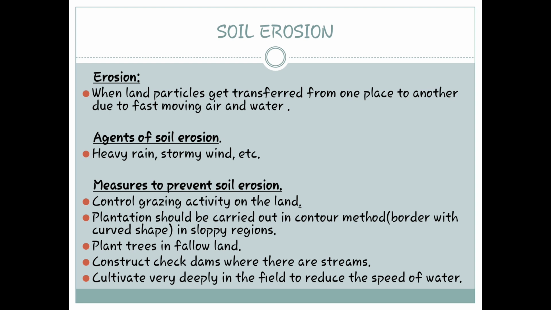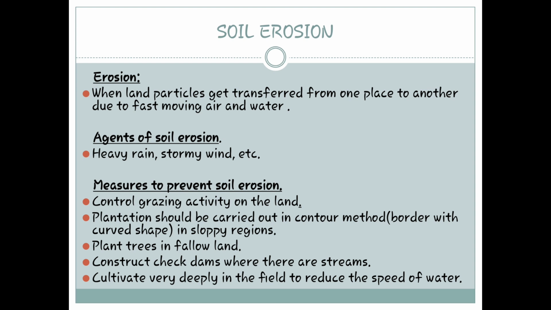Another one is check dams. Construction of check dams, because water has the tendency to take soil along with it. If check dams are there, in that particular area, water will go and soil will remain in the check dams. Another one is to cultivate very deeply in the field to reduce the speed of water, so that the roots can hold the soil and prevent soil erosion.